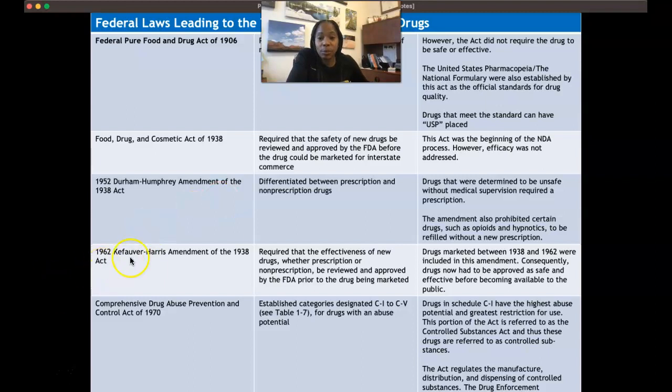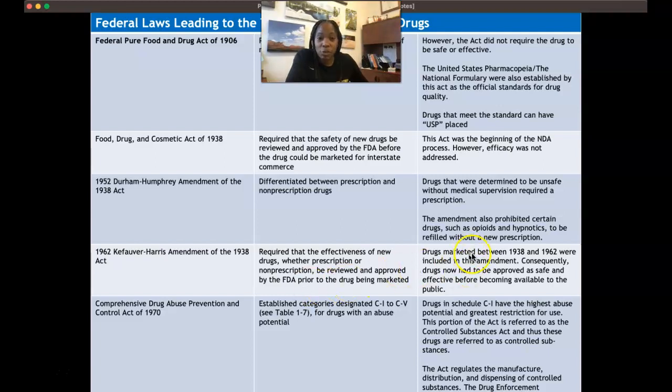Then in 1962, we have the Kefauver-Harris Amendment of 1938. So everything's kind of coming off of 1938, can you tell? It required that the effectiveness of new drugs, whether prescription or non-prescription, be reviewed by the FDA prior to the drug being marketed. So instead of being able to market it before it actually went through its review, now they're saying, stop. It's great that the drugs seem to be safe, but now let us go through an even more rigorous process to make sure they're actually safe, right?